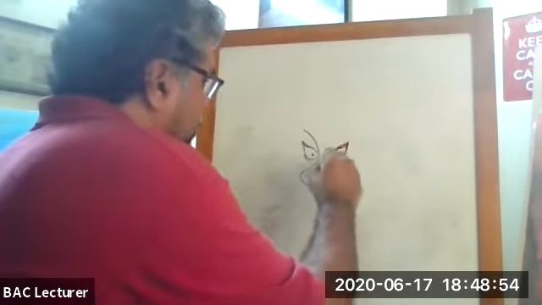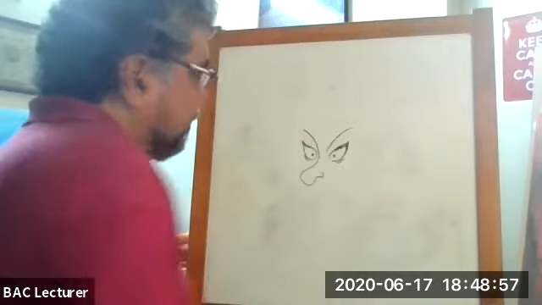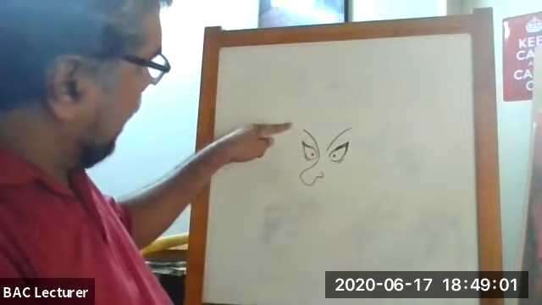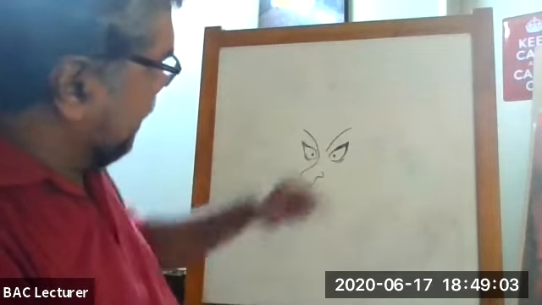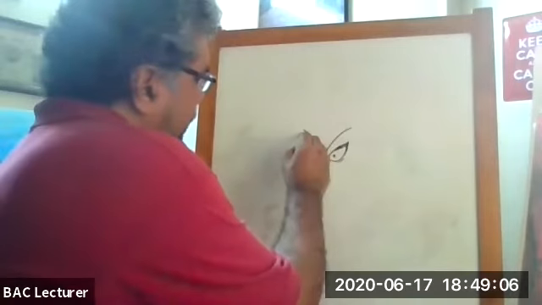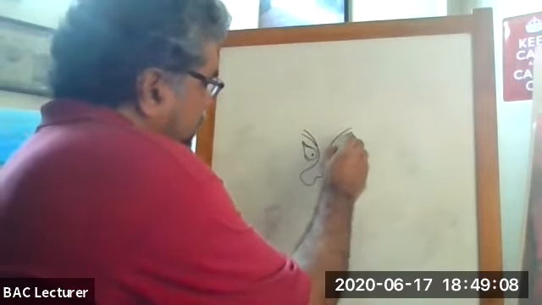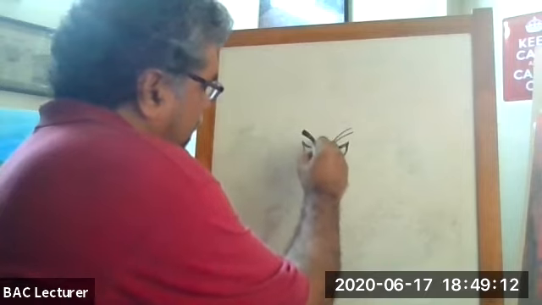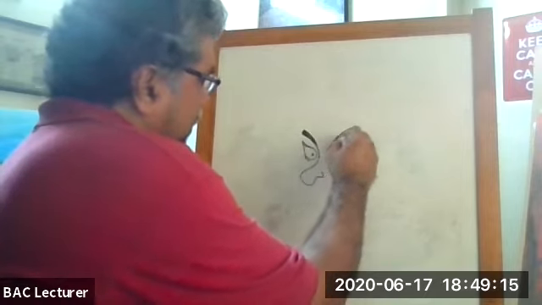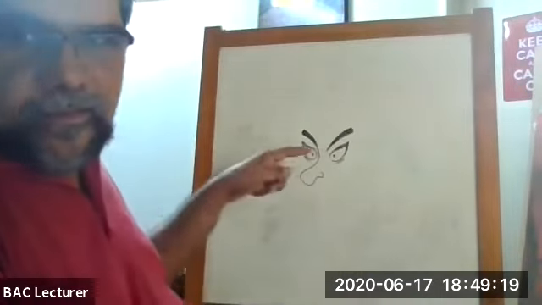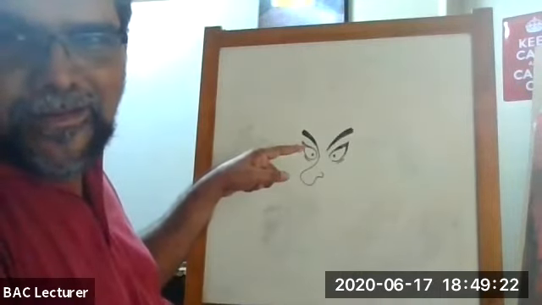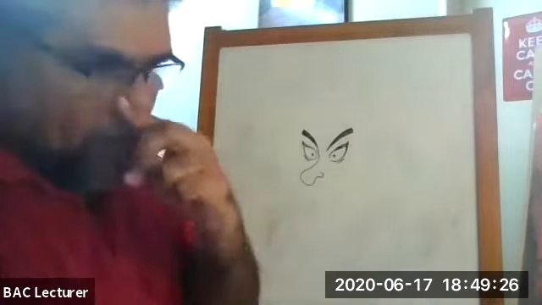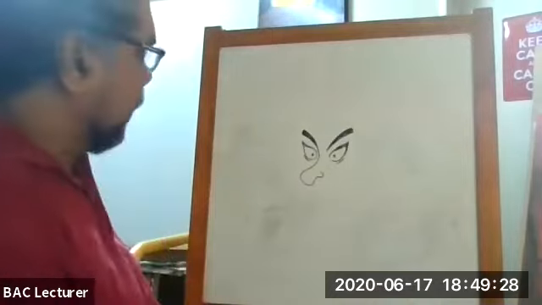Get the eyebrows like that. One line here and one line there. And then you thicken the eyebrows. Color in and make it thick. Okay, can you see? All right.